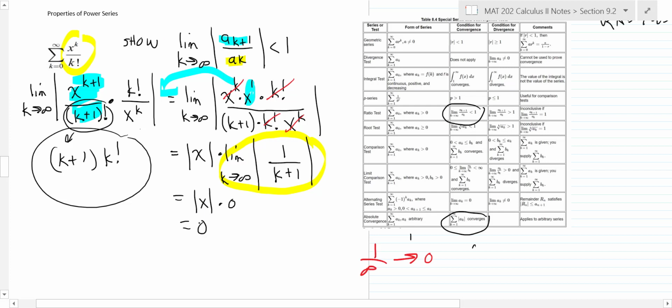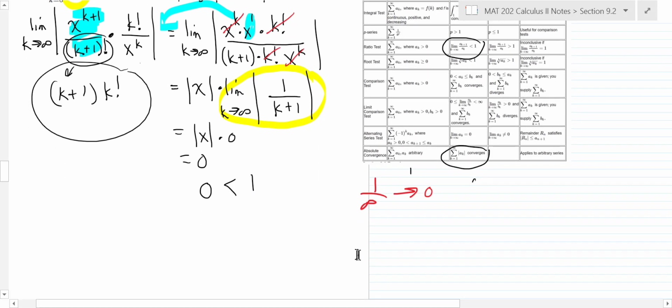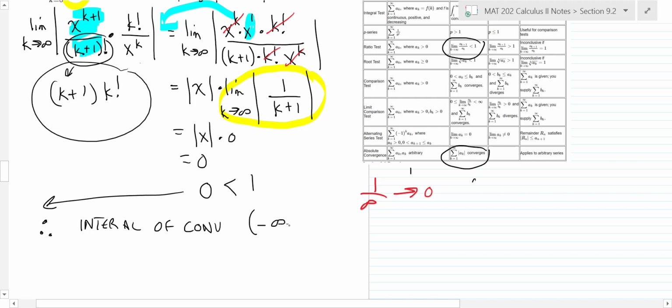Okay? Well, that's kind of weird. We haven't seen that yet. What we've seen so far is we've been getting some expression that we could set less than 1. Well, we still do the same thing technically. The result is 0. We set it less than 1. Isn't that always true, that 0 is less than 1? Okay, so you're not going to have anything you solve. This is going to cause you to conclude that the interval of convergence is all real numbers. So it's negative infinity to infinity.